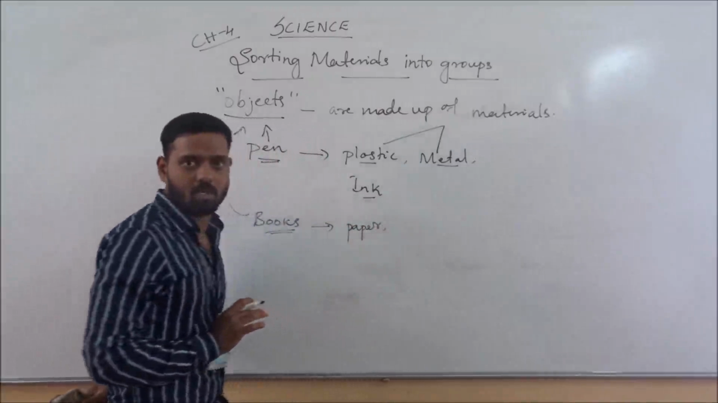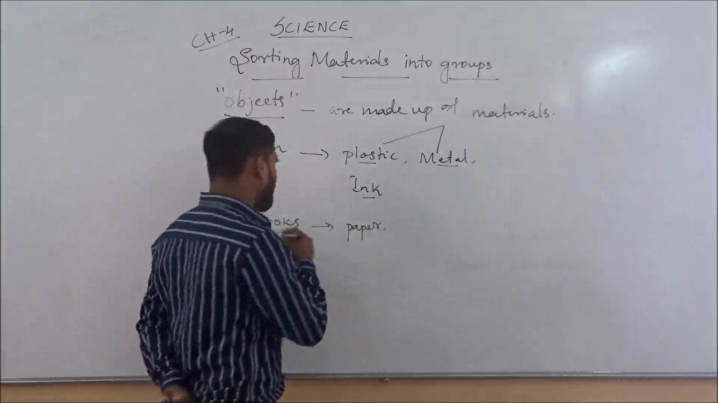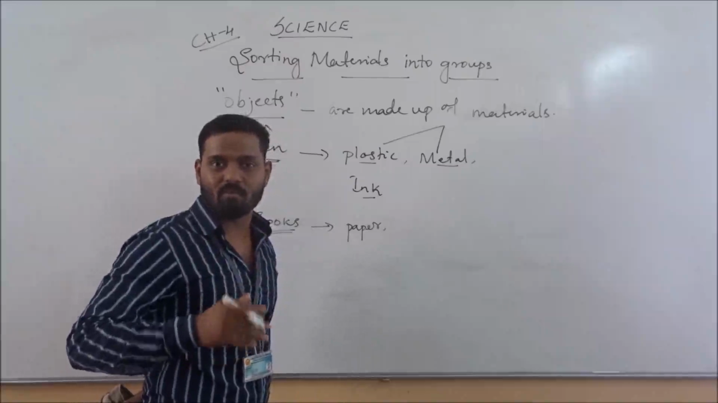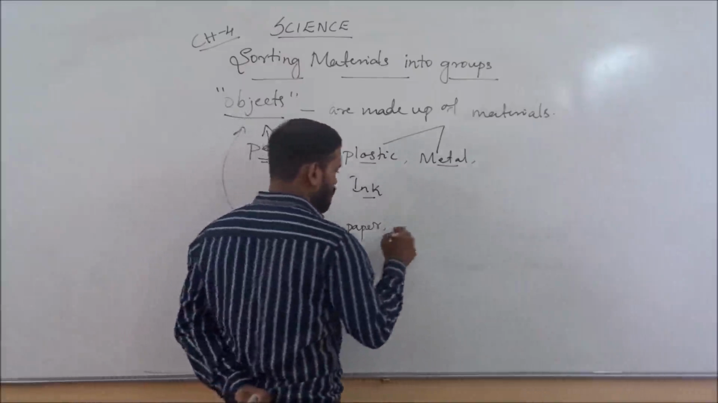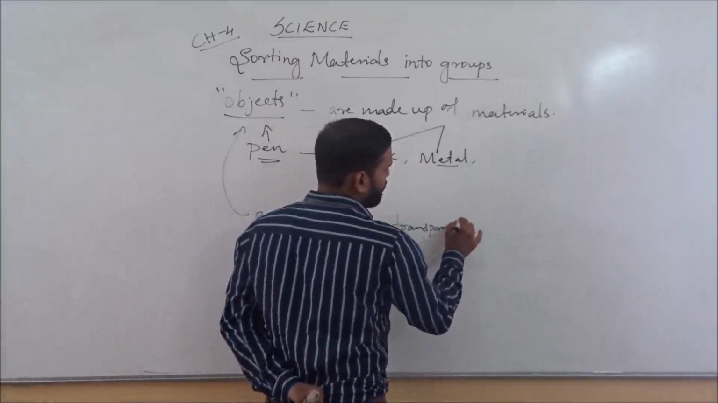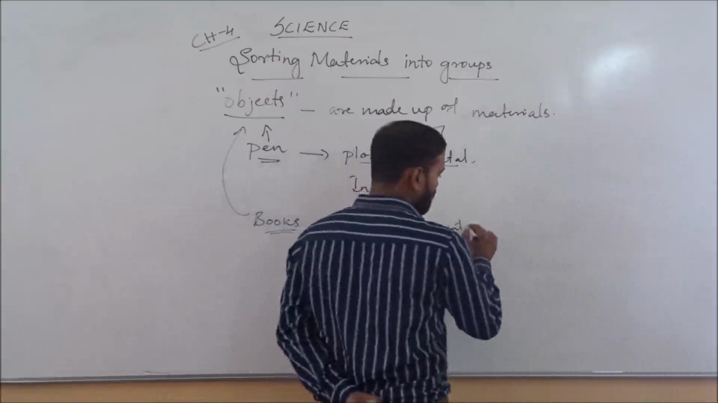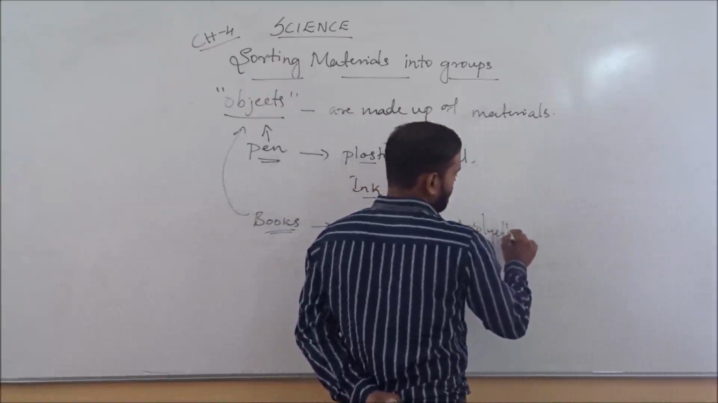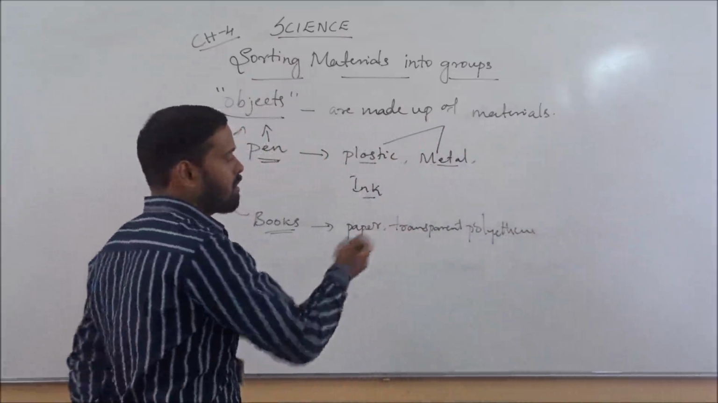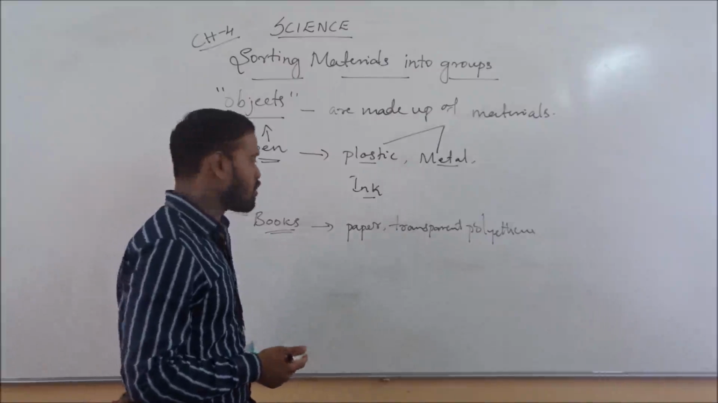Paper is necessary to make a book. And next, what else is required? A transparent polythene sheet is necessary for covering it. So transparent plastic polythene, or transparent or translucent, that is your choice, whatever they want, they can use it.